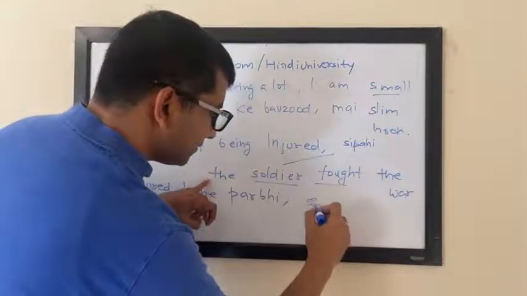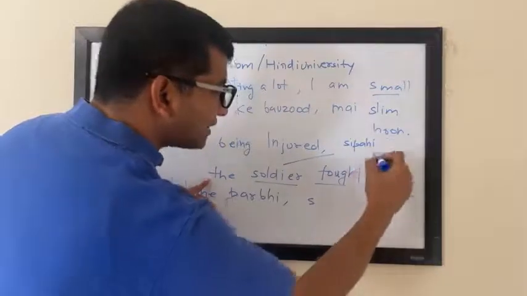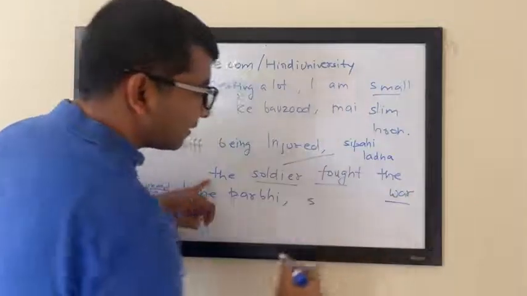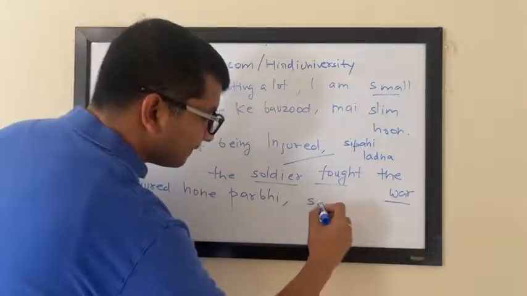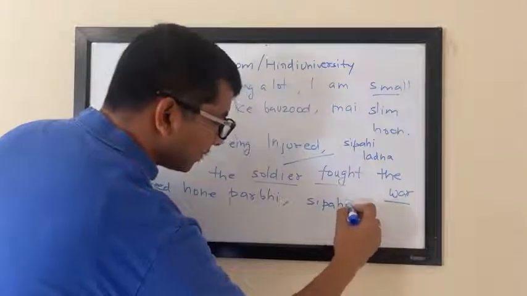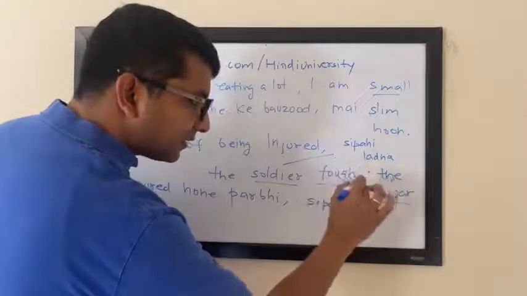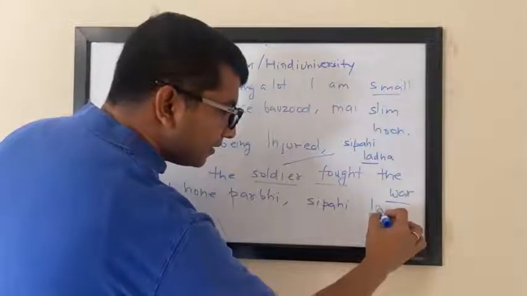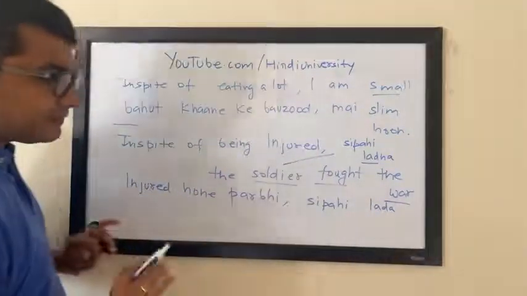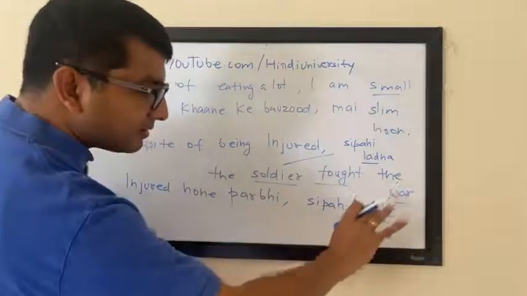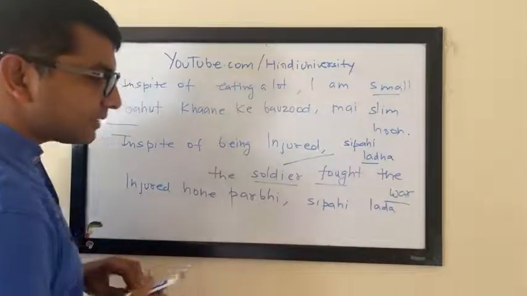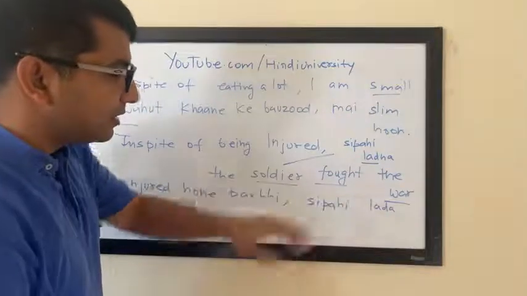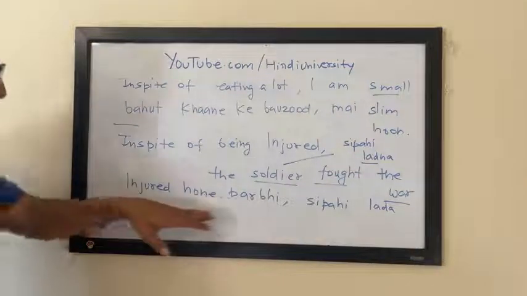Sipahi. Fought, which one? Fought is ladna. To fight is ladna. Okay, because it's past, you will simply say sipahi lada. Okay, simple. Very good. I'm really happy. You can make it sipahi ne yuddh lada or all that in a very simple sense. You got it right. Sipahi or soldier lada. Okay. Injured hone par bhi.